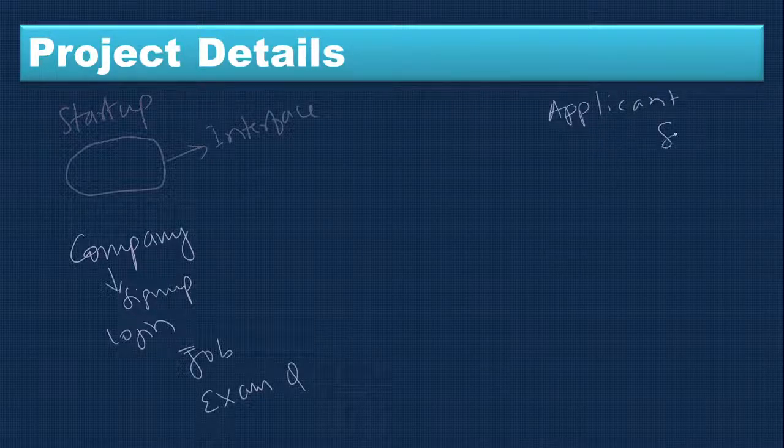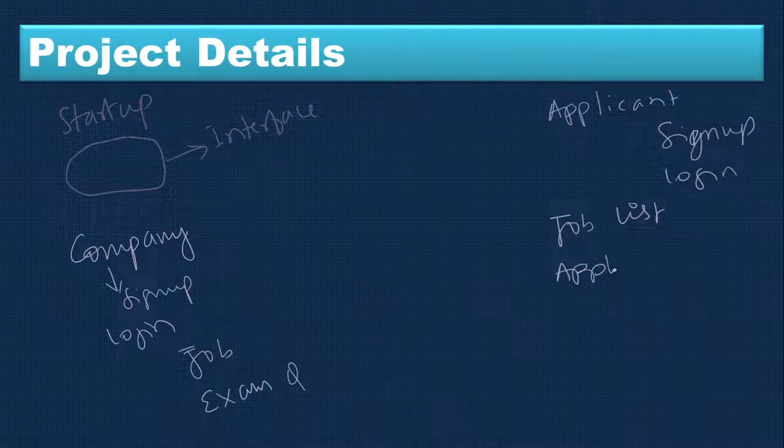The applicant signs up, and you can log in. Here you can see the job list from the different companies. For the job you selected, you have to apply. You can pay the exam fees. Then you have to take the exam. Once you take the exam, you can also see the exam result here.